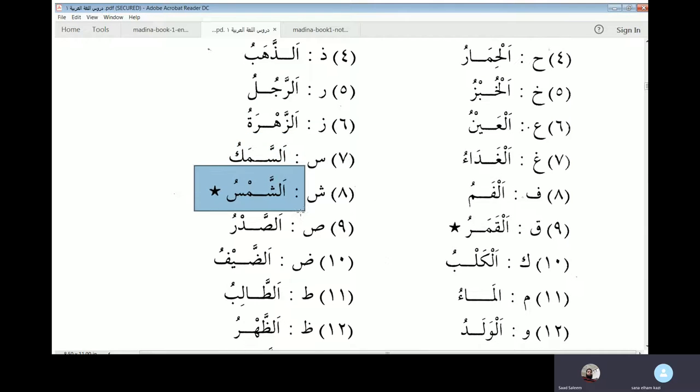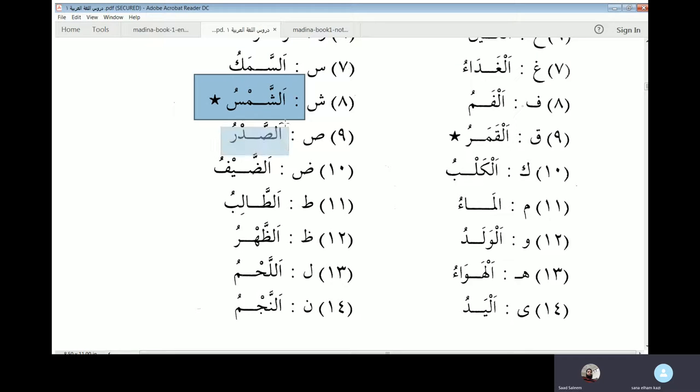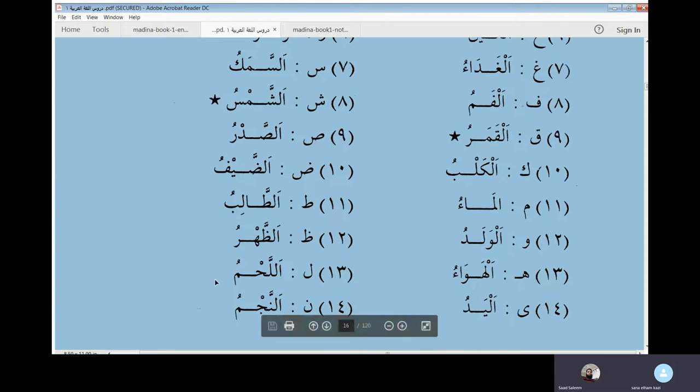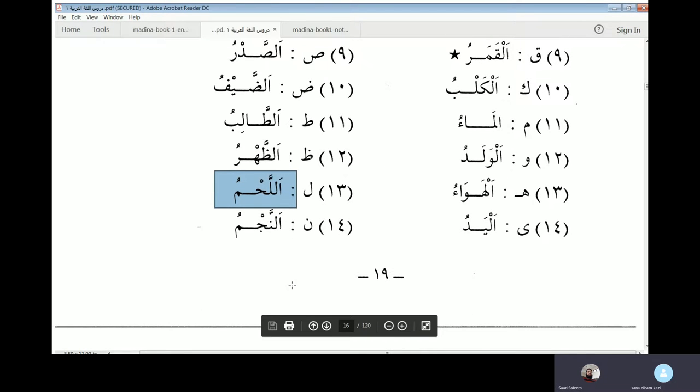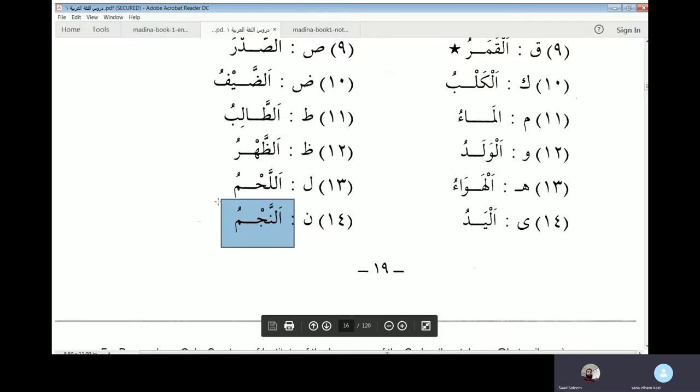Okay. Miss Sana, your turn. Ash-shamsu, the sun. As-sadru, the heart. The chest, okay. Adh-dhayfu, the guest. At-talibu, the student. Az-zahru. No, no. Az-zahru, back. Back muscle. The upper part of our back muscle. In India, I think we call it kamar. Okay. And al-lahmu, meat. An-najmu, the star.